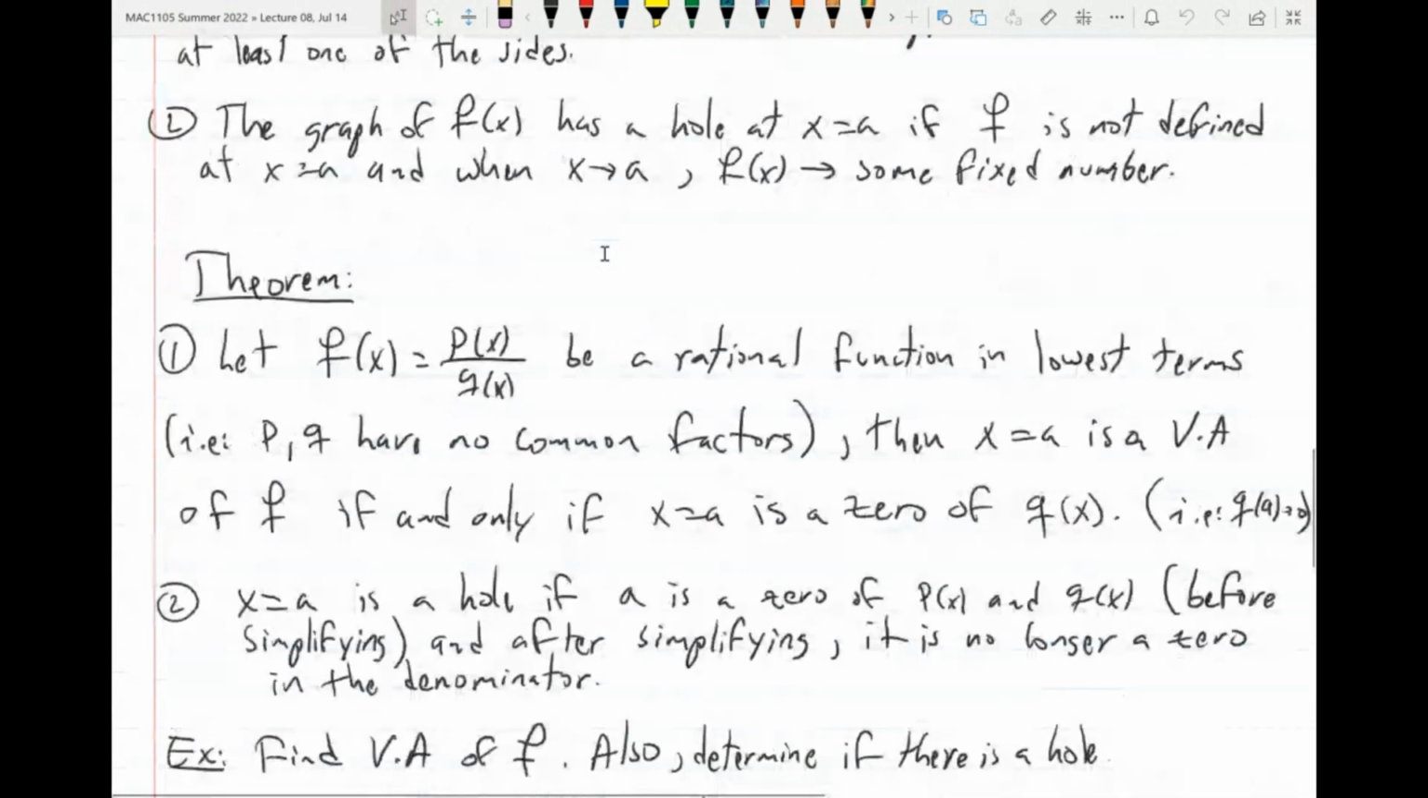And then what we saw is that figuring out vertical asymptotes is actually pretty straightforward. All you have to do is find the zeros of the denominator. But before you do that, you have to make sure that your function is in lowest terms. So factor the top, factor the bottom. If there is any common factor, you simplify. And once this is completely simplified, then look at the zeros of the denominator. Those values will be your vertical asymptotes.